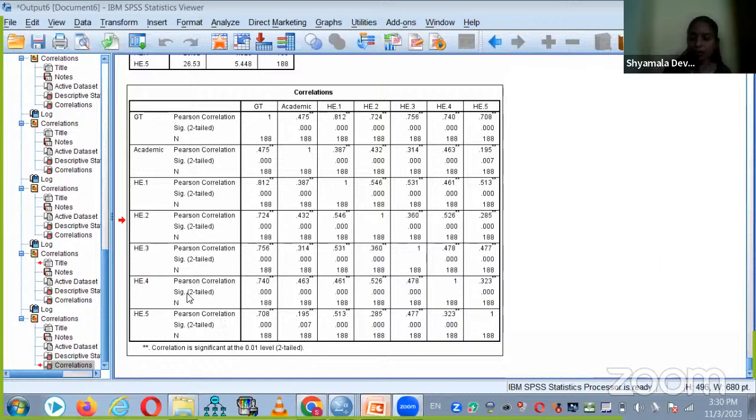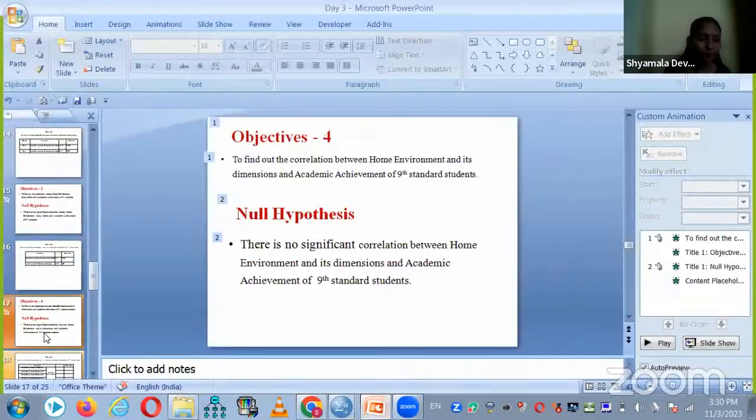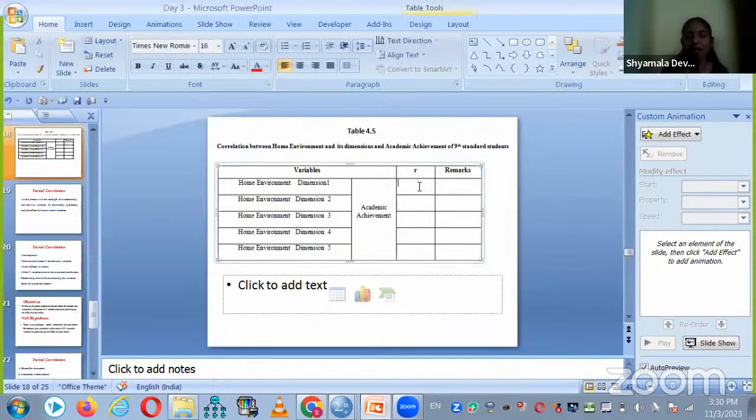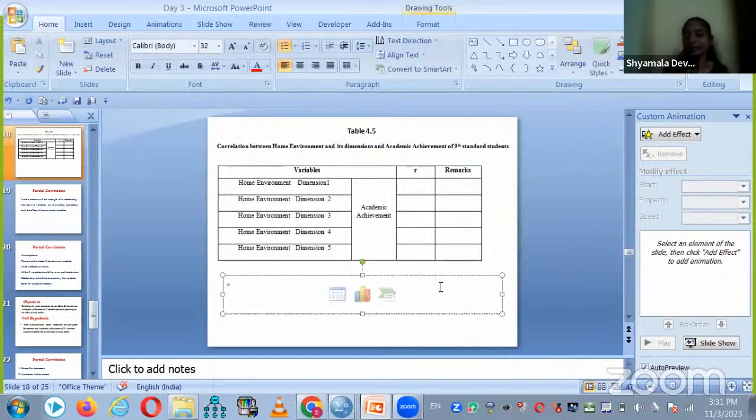Okay, you just copy down the R value here. This is home environment dimension 1 and academic achievement. You have to copy the value here, and likewise for dimension 2, dimension 3, dimension 4, and dimension 5. And you write the remark, whether it is moderate positive correlation or negative moderate correlation, whatever comes, you write the remarks here and you write the inferences under the table. Okay, with that, this is over.